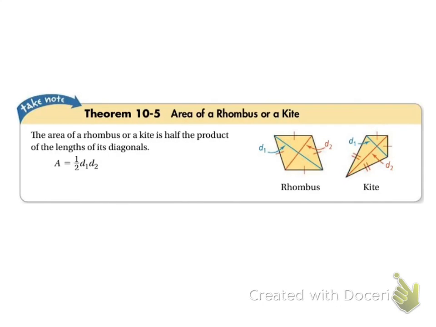This is 10.2b of geometry. So we're going to look at the area of rhombuses and kites. They have the same equation: A equals 1/2 d1 d2. So these are our diagonals, right? Here's one diagonal, the other diagonal. Again, over here, here's the one diagonal, and here's the other diagonal.